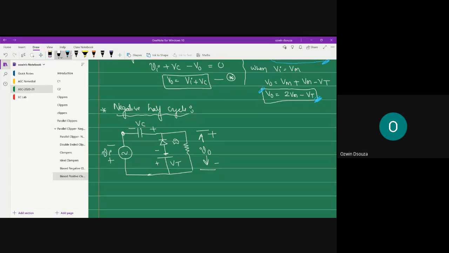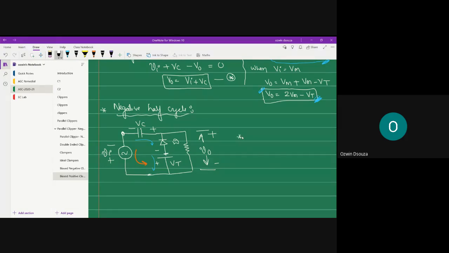So you can see in case of negative half cycle that Vc and Vt are trying to circulate the current in clockwise direction, right? On the other hand, the input source Vi is trying to circulate the current in anti-clockwise direction. Nevertheless, the diode will be in off position.